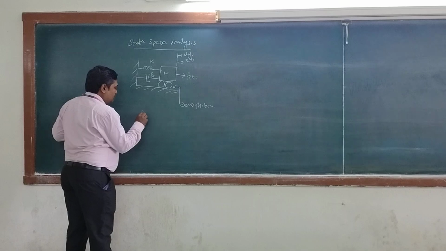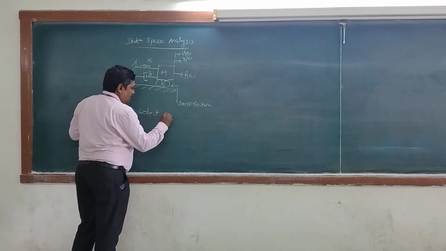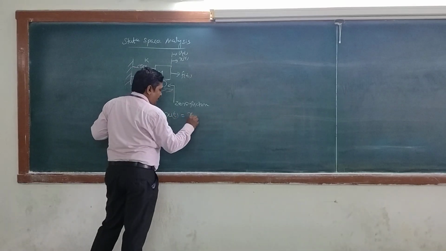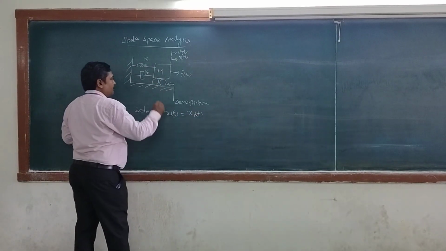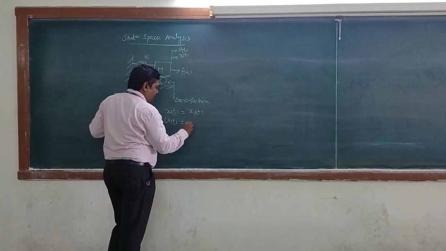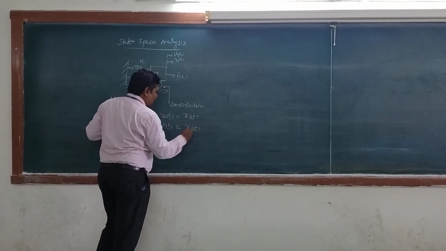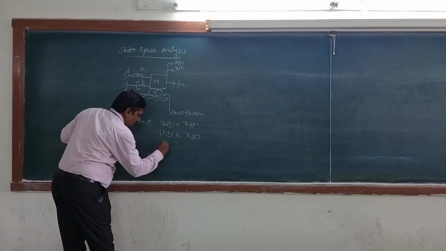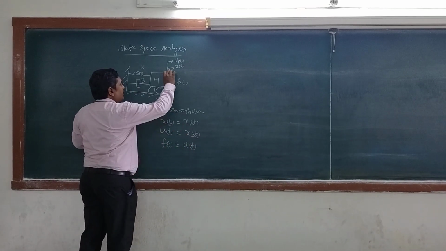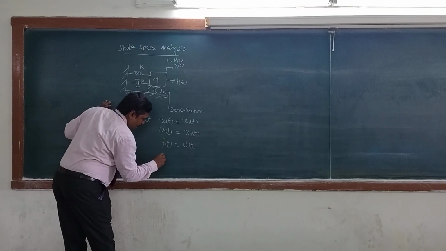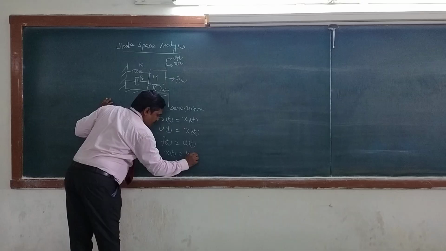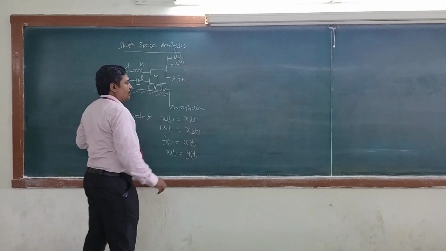Say, select displacement x of t taken as one state variable, x1 of t, then velocity taken as another state variable, x2 of t. So f of t is the applied force, this is an input, u of t. x of t is the output, displacement. So this is nothing but output y of t.